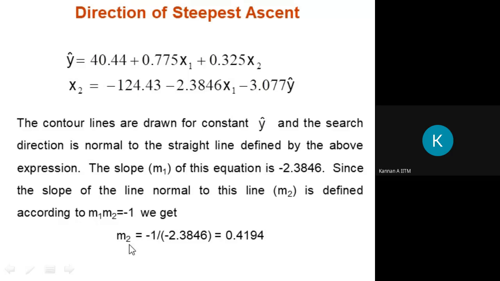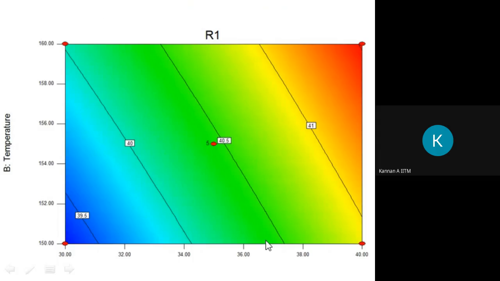So the direction of the normal to the slope is m2 equal to minus 1 by minus 2.3846, which is 0.4194. So this is what we are going to get. This is the direction of the normal slope. That means if you change x1 by 1 unit, x2 will change by 0.4194 units. So this is where you are starting, and this is where you are going.